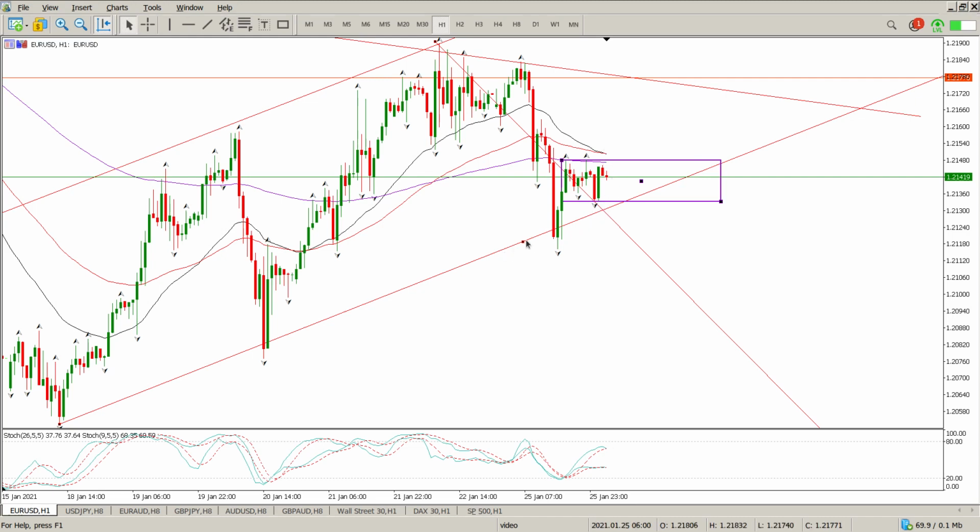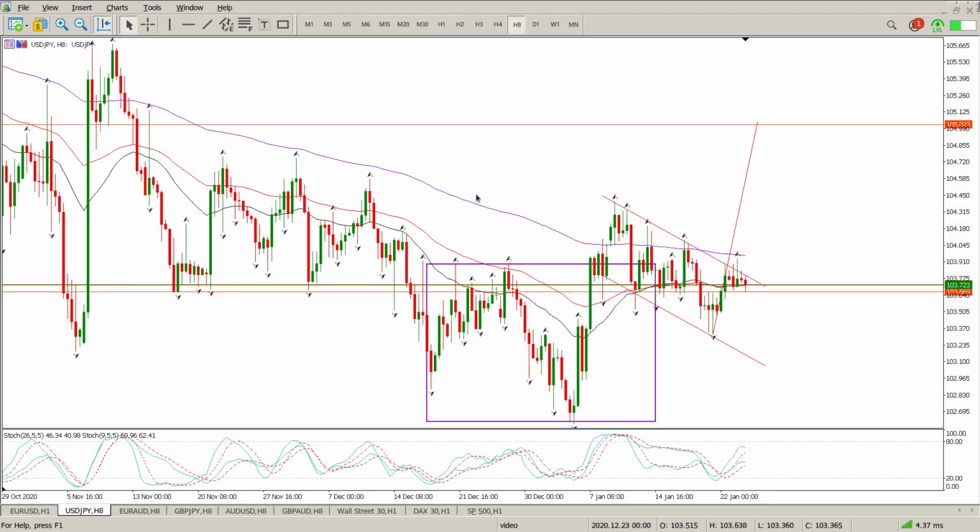So it is trying to form some form of a double bottom here. But the best bit of advice I've got for you is wait for a break of that structure and retest. Break, retest, then take it. Because bear in mind, you've got a channel here.